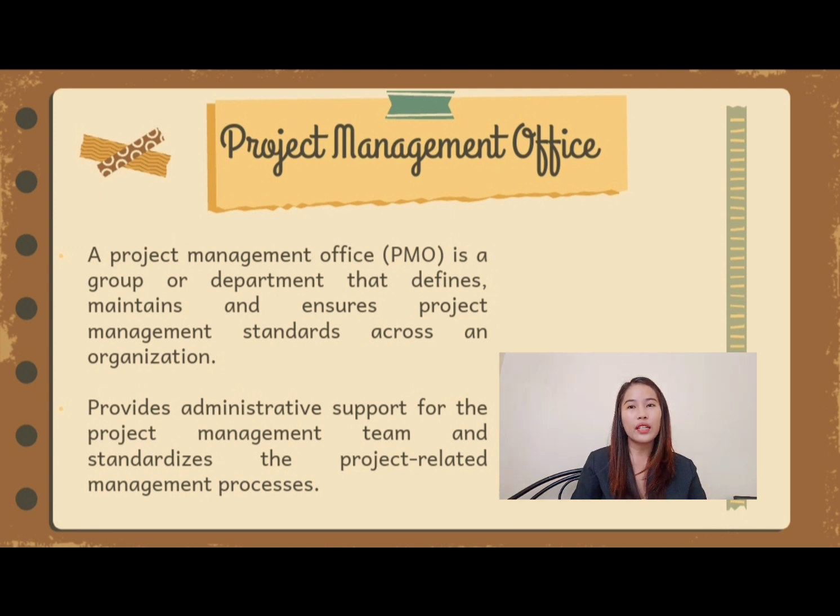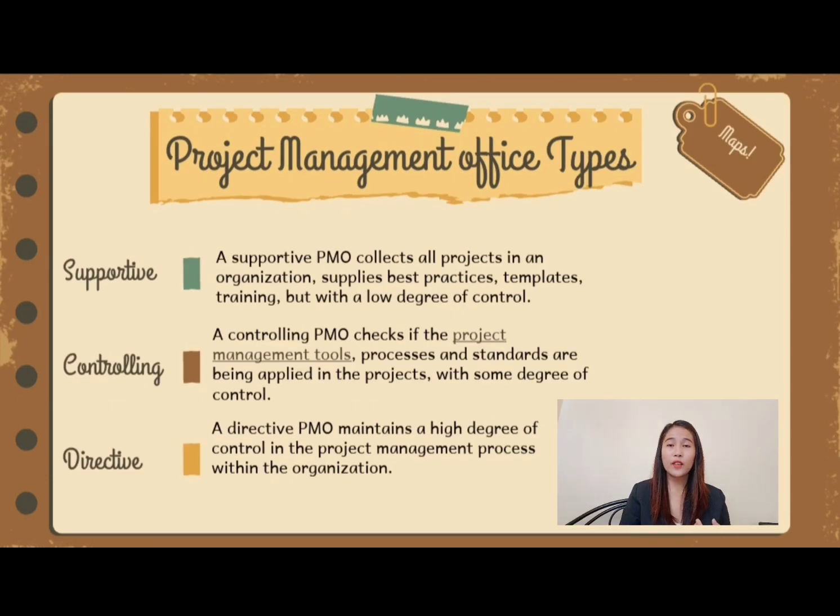under its governance. There are 3 types of project management office. Number 1 is supportive. A supportive project management office collects all projects in an organization, supplies best practices, templates, and training, but with a low degree of control. Number 2 is controlling. A controlling project management office checks if the project management tools, processes, and standards are being applied in the projects with some degree of control.